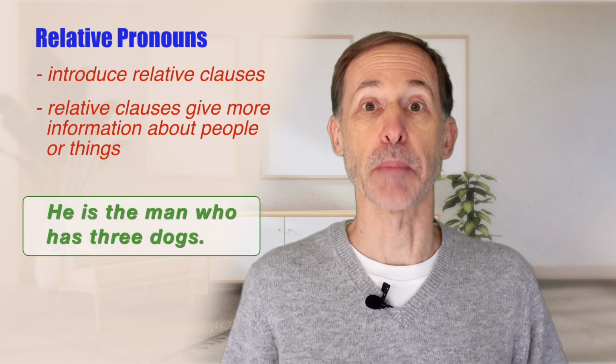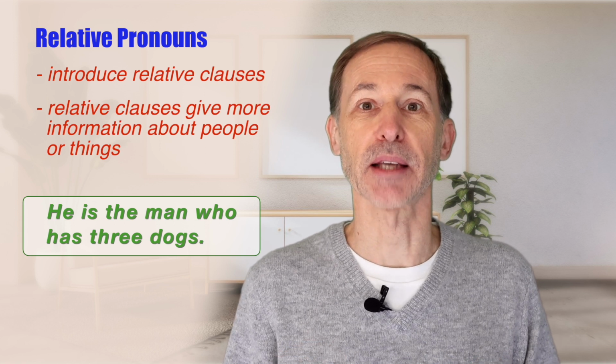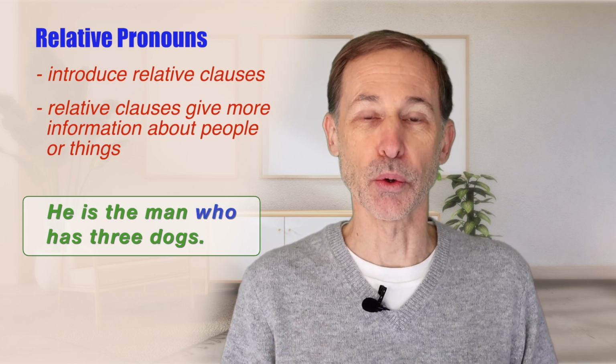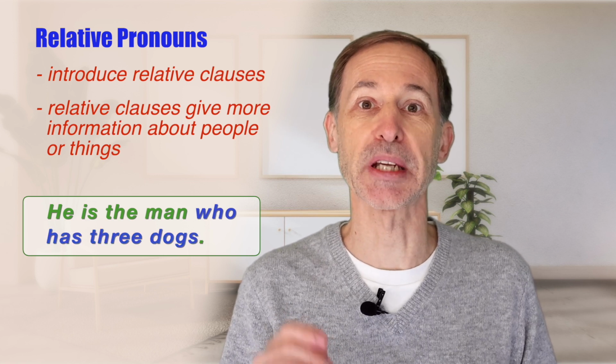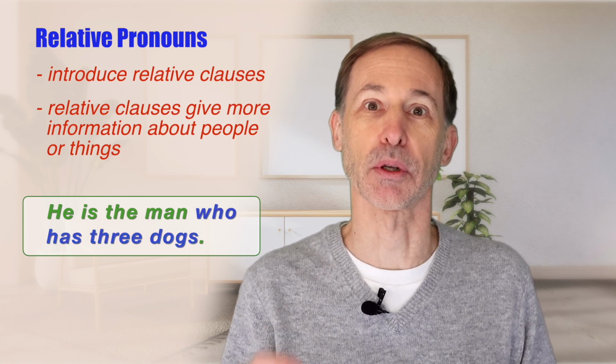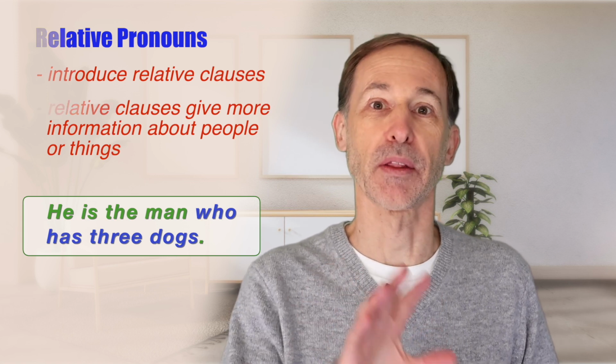He is the man who has 3 dogs. In this sentence, who is the relative pronoun and who has 3 dogs is the relative clause. It gives more information about the man. Firstly, let's look at who.